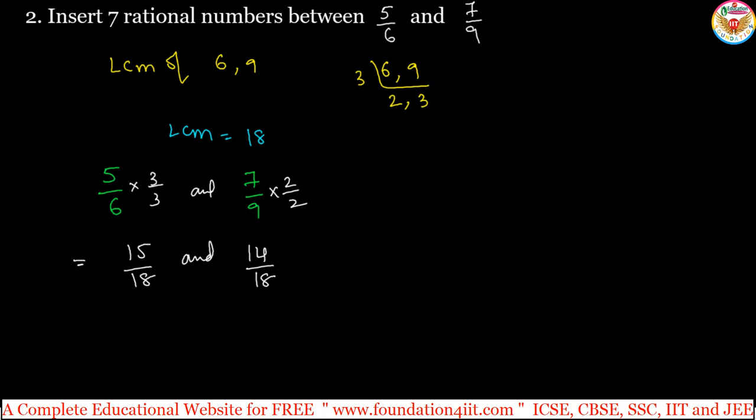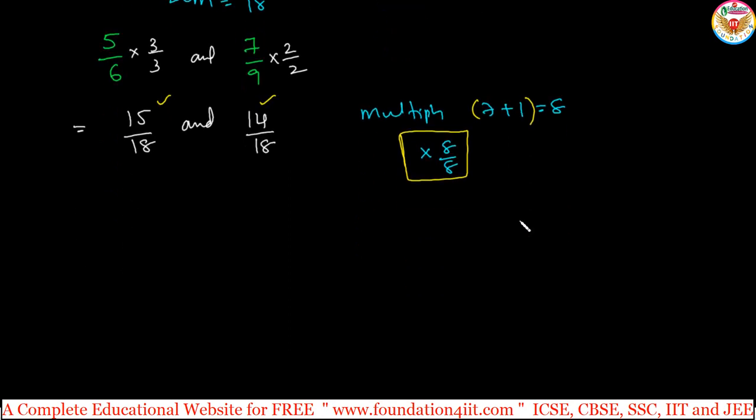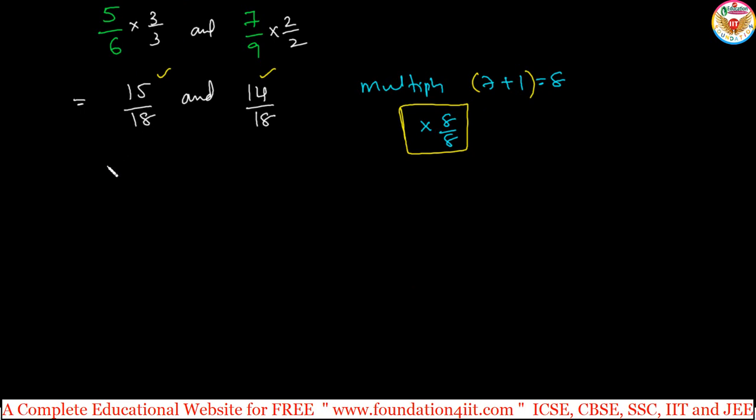Now we need to insert 7 rational numbers. Because of 7 rational numbers, we multiply with 7 plus 1, that is 8 by 8. With 8 by 8, you can find the 7 rational numbers between these two numbers. You should always take an extra 1 to get it accurately. Let us check: 15 by 18 and 14 by 18, multiplied with 8 by 8.